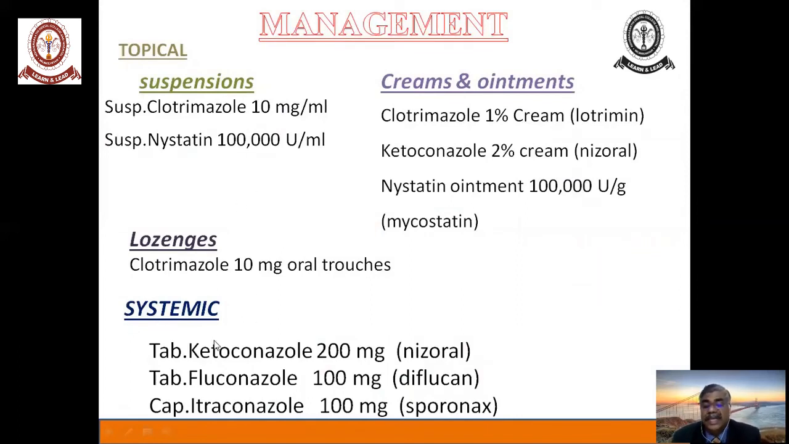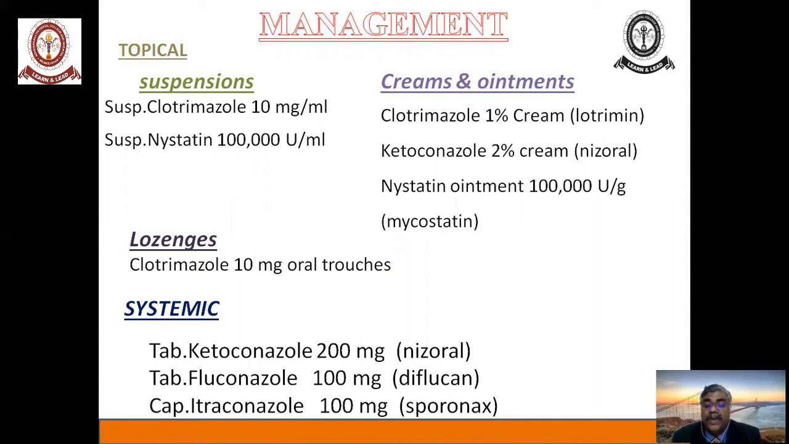And regarding the treatment, we have topical treatment with antifungal agents, and we can go for systemic treatment in severe cases. So the topical includes suspension, clotrimazole is available, nystatin is available, ketoconazole cream is available, nystatin ointment is available. And regarding systemic, the first drug of choice for oral candidiasis or oropharyngeal candidiasis is fluconazole. In the beginning, they may give 200 milligram, followed by a maintenance dose of 100 milligram or even 50 milligram based upon the severity of the condition.